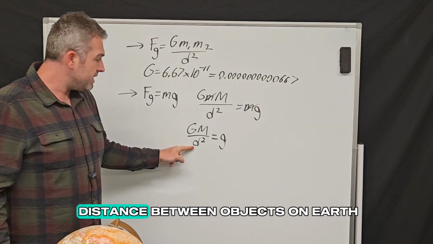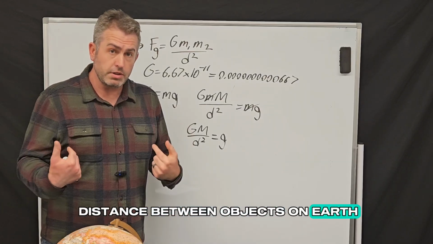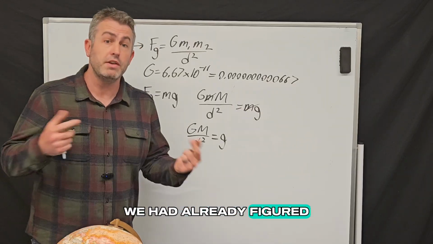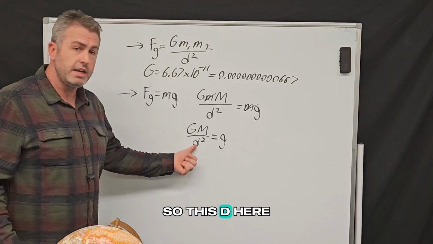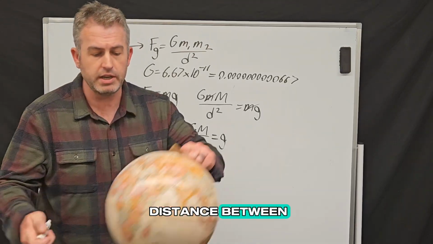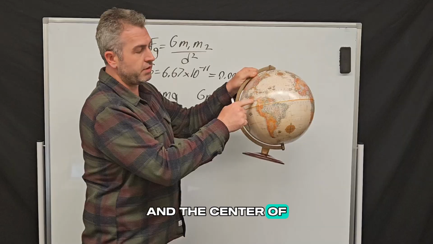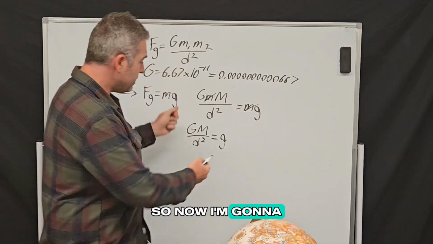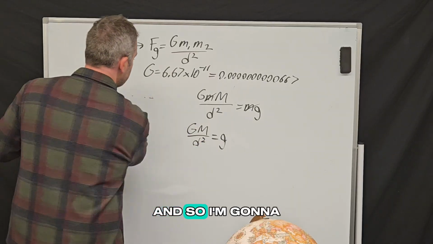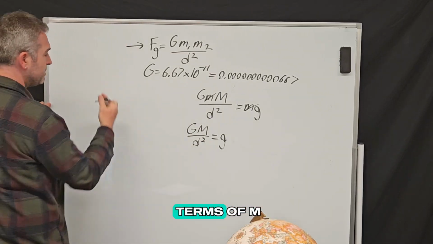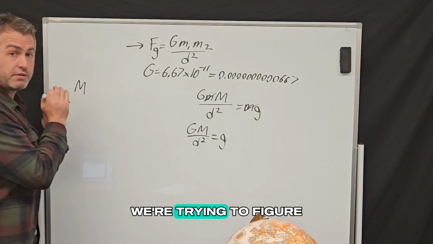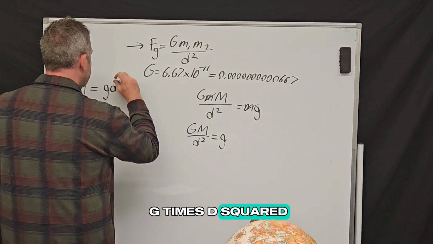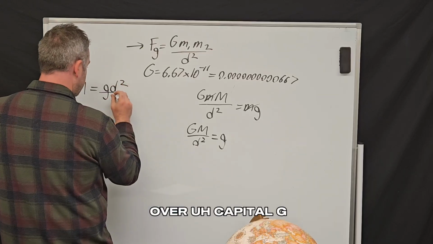And we know the distance between objects on Earth to the center of the Earth, because at this point in time, we had already figured out the size of the Earth. So this d here is actually just the distance between things on the Earth's surface and the center of the Earth. And if you think about it, that's just the radius of planet Earth, okay? So now I'm going to do some rearranging. And so I'm going to rewrite this equation in terms of M, because remember, we're trying to figure out the mass of the Earth. So that's going to be g times d squared over capital G.